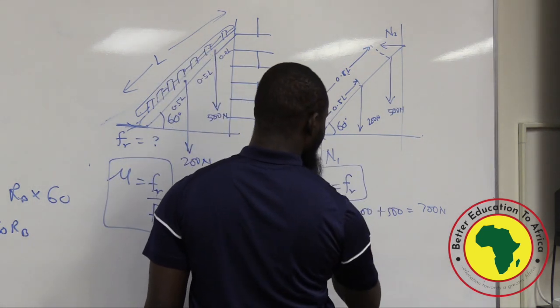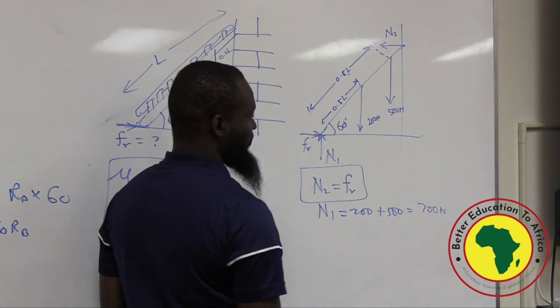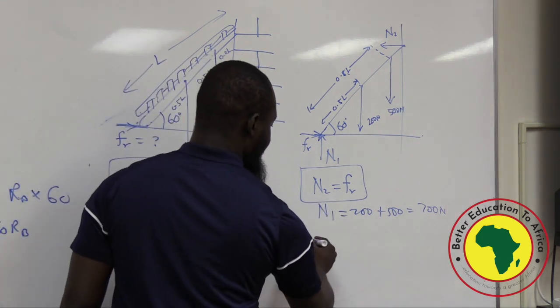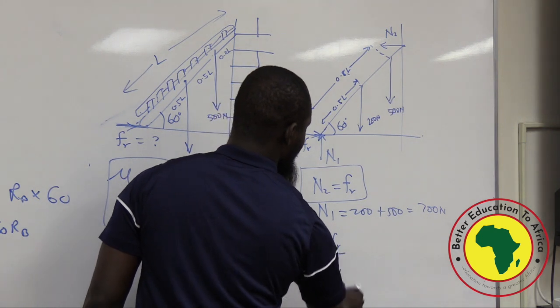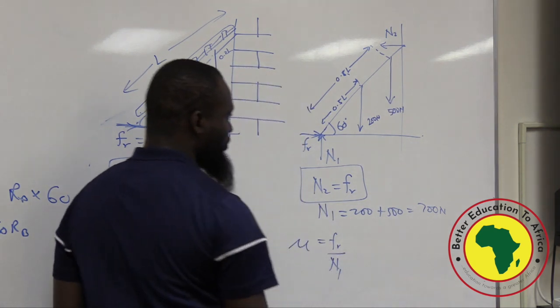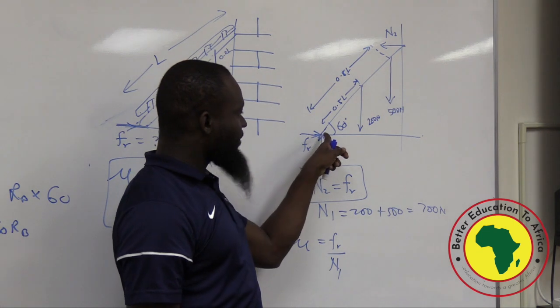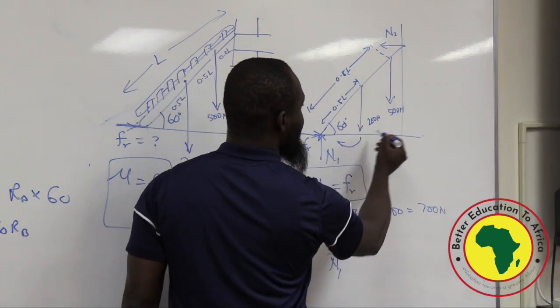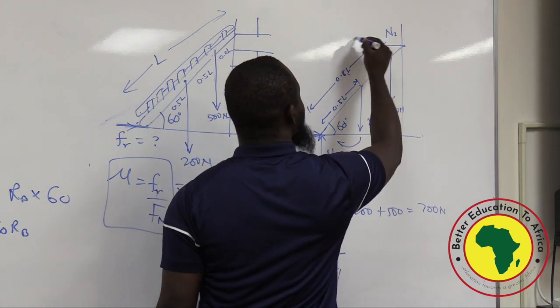Now, how can I get N2? Once I get N2, I have gotten my friction. And I already know N1. And I'm looking for mu, which is friction over N1. So I know N1, all I need to find is N2. So how do I get N2? I take moment about here. So if I take moment about here, this will be clockwise, this will be clockwise, and N2 will be counterclockwise.